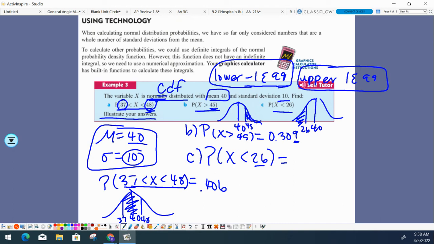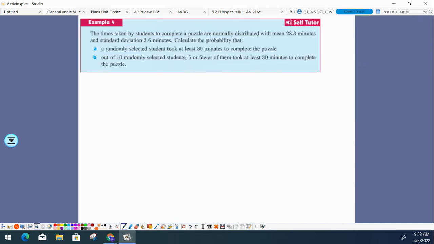And 0.081. Make sure you round up for that one. All right, so that's how you use your calculator to calculate normal distributed probability.